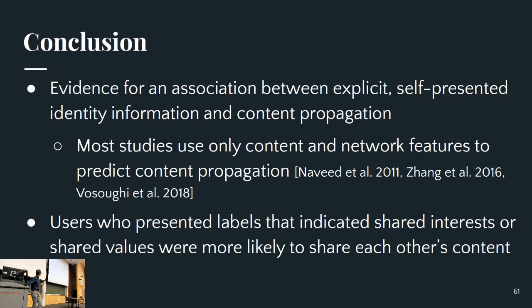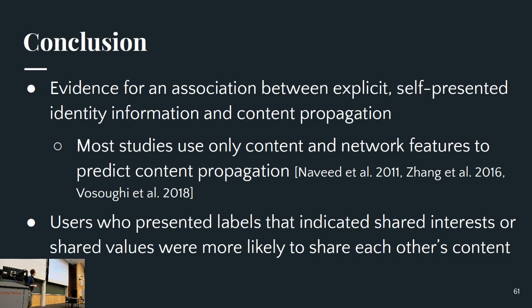All right. So, just wrapping up this project, we're finding evidence for an association between explicit self-presented identity information and content propagation. This is actually a little bit new. Most studies looking at something like content propagation, for example, thinking about how we predict what's going to go viral, or what's going to be fake news, usually only look at what's in the post.